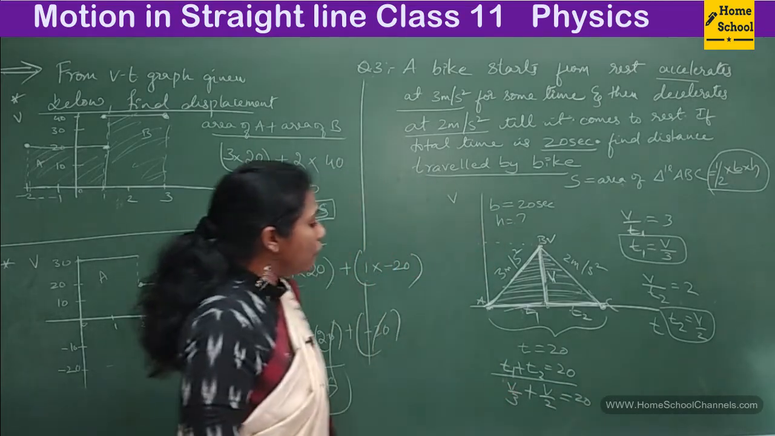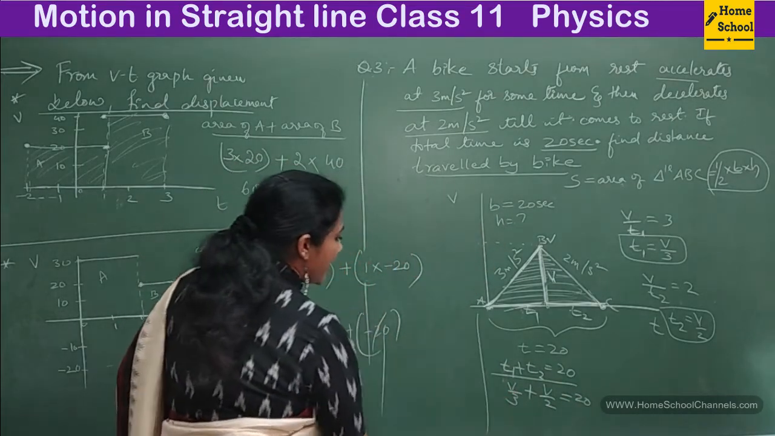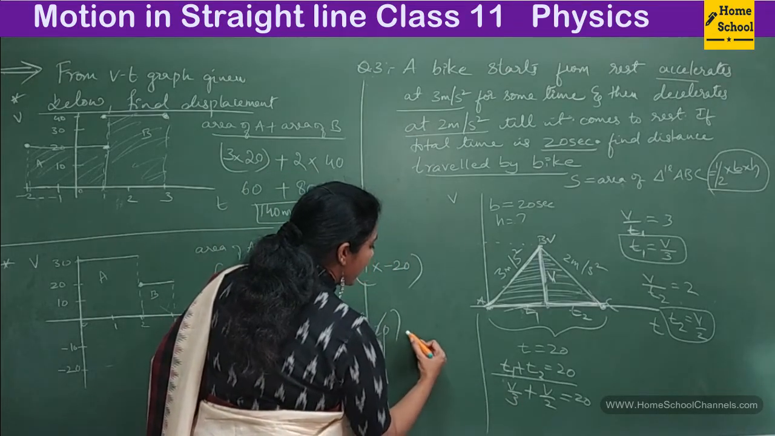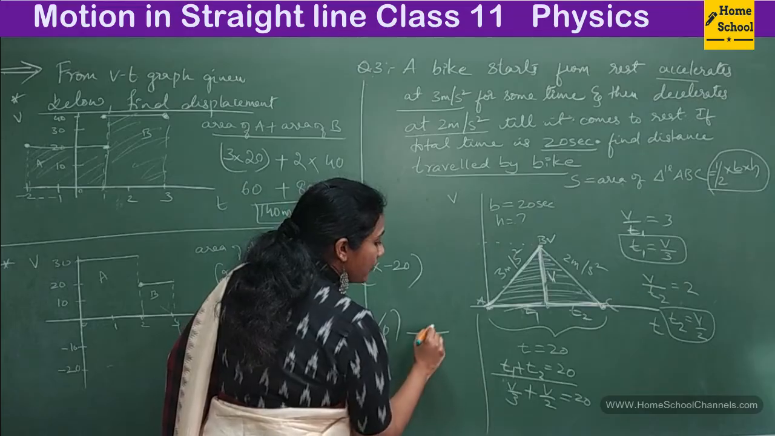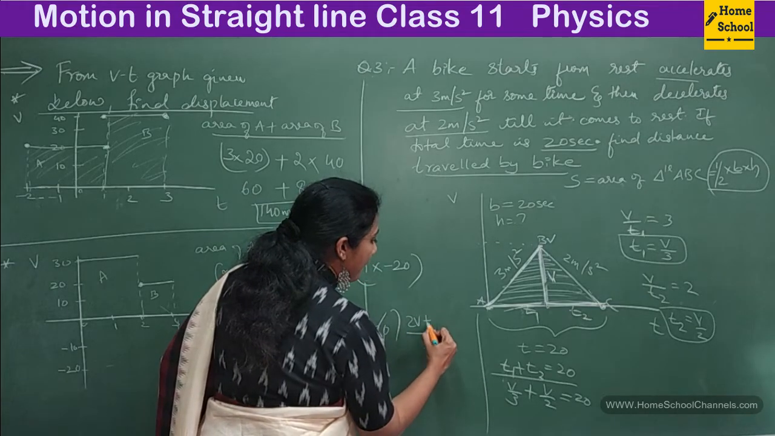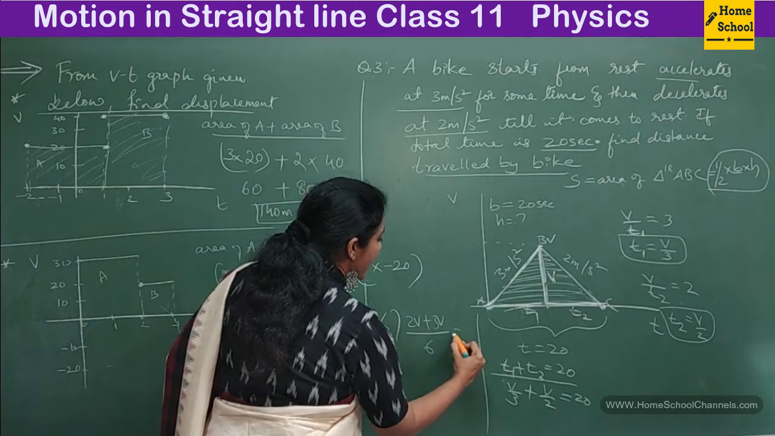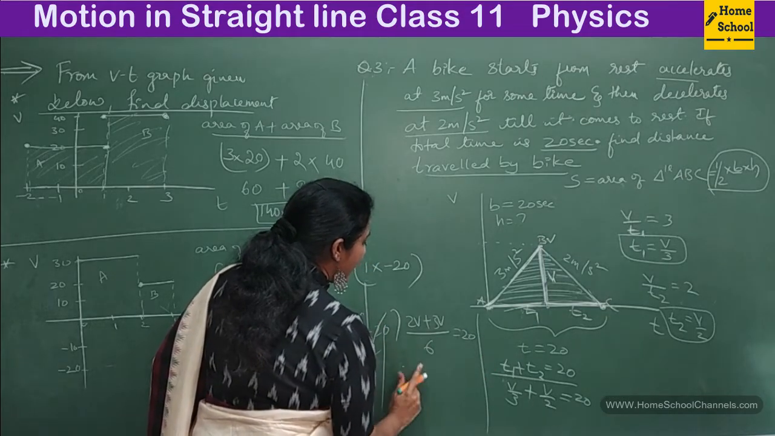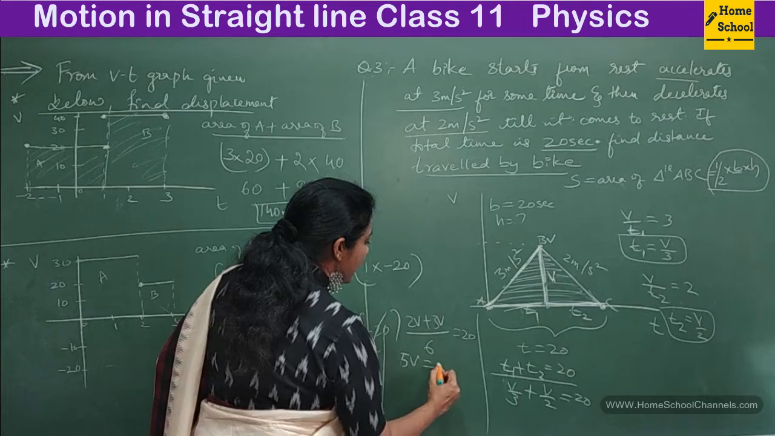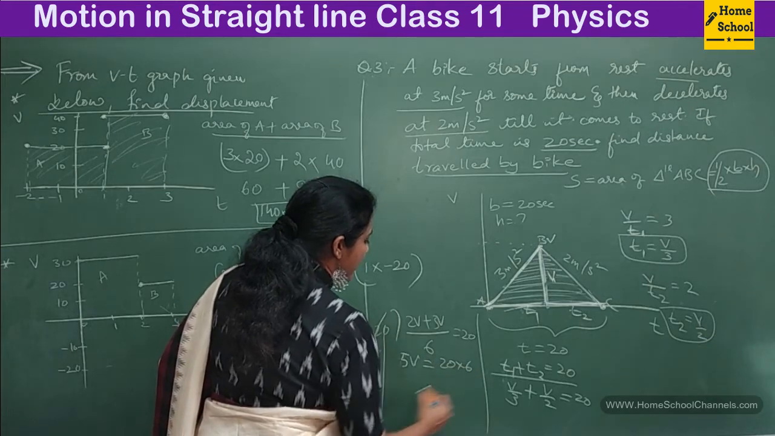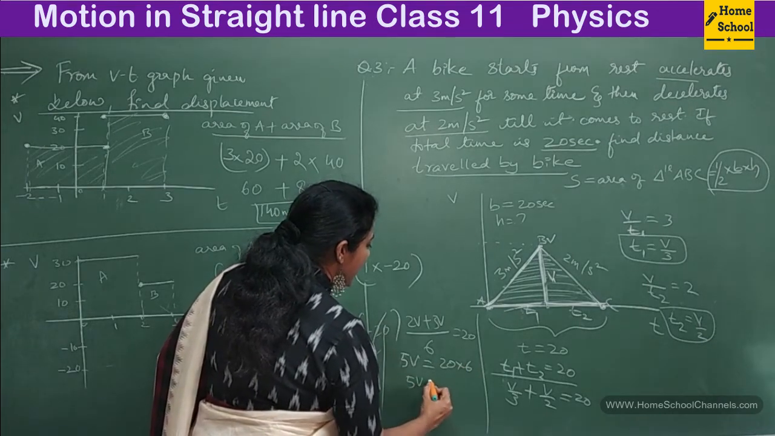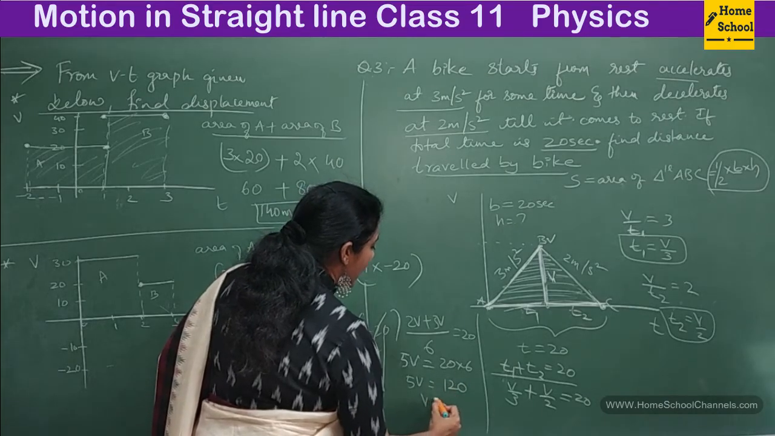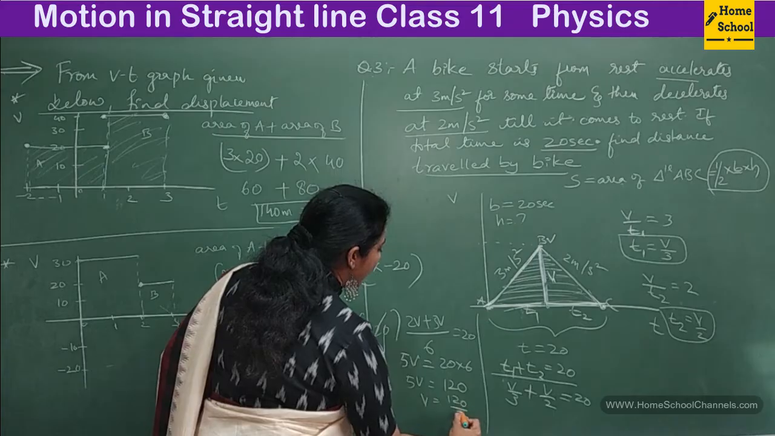Can't you find out the value of v here? So what is the value of v? What is the LCM I can take here? 6, right? So 6 in the numerator, what do you get? 2v plus 3v is equal to 20, right? So 2v plus 3v is 5v is equal to 20 into 6. So 5v is equal to 120, right? So v is equal to 120 by 5.